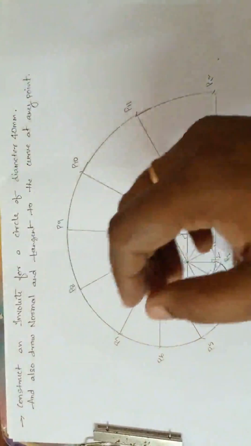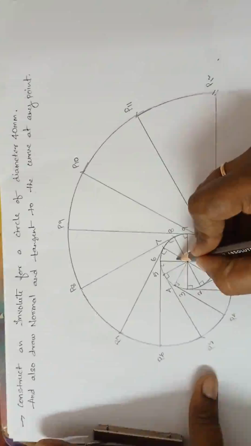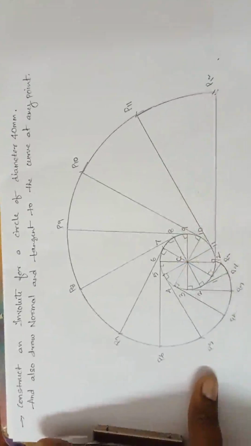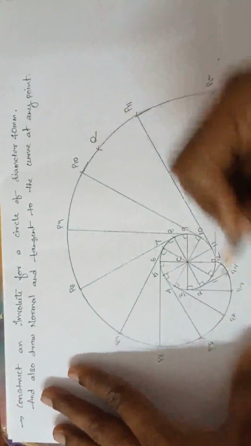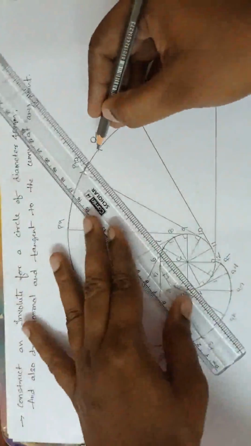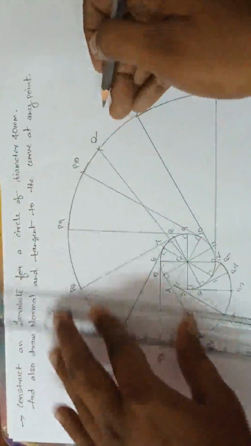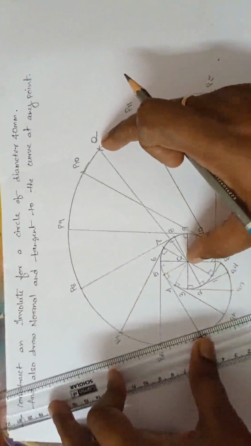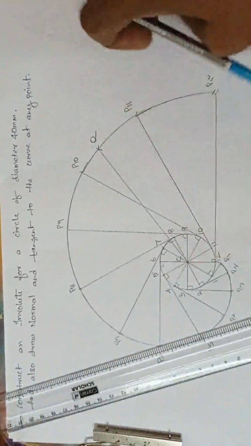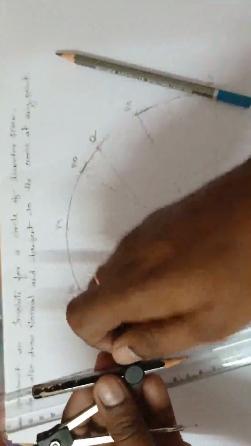Now what to do? Let us draw the normal and tangent to the curve. This is the center C. Now mark any point Q somewhere here. Next, join CQ. Now I want the center point of C and Q, so draw the perpendicular bisector. We know how to draw a perpendicular bisector.